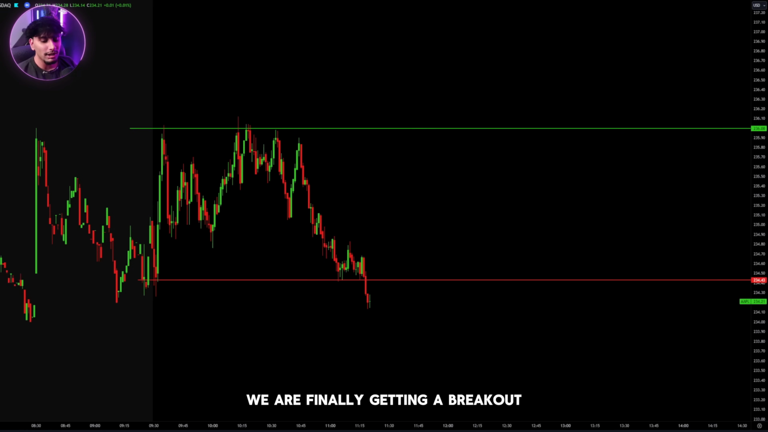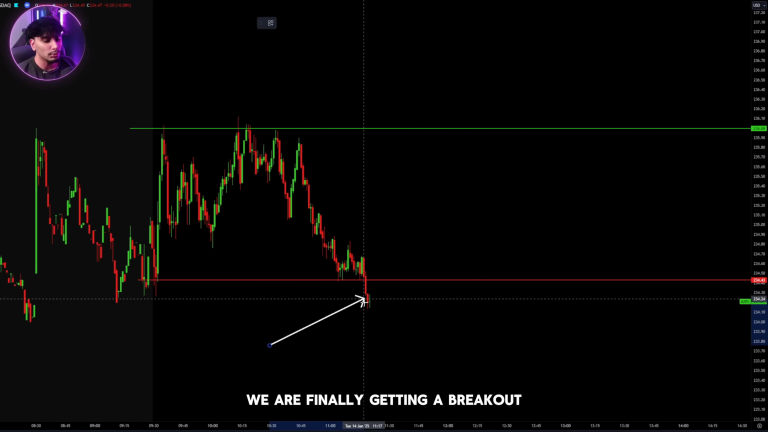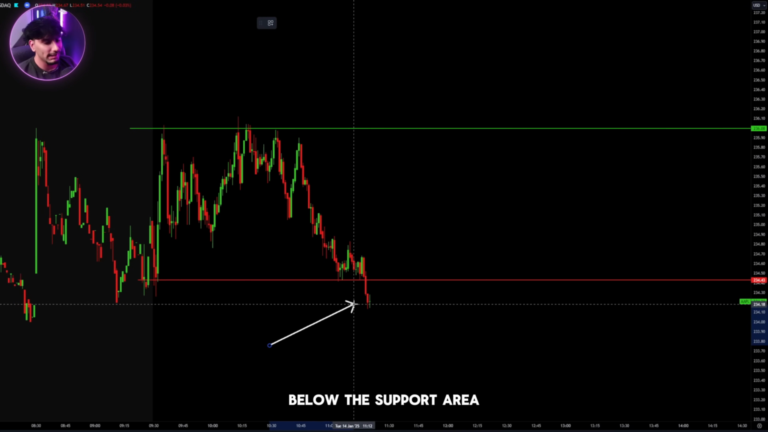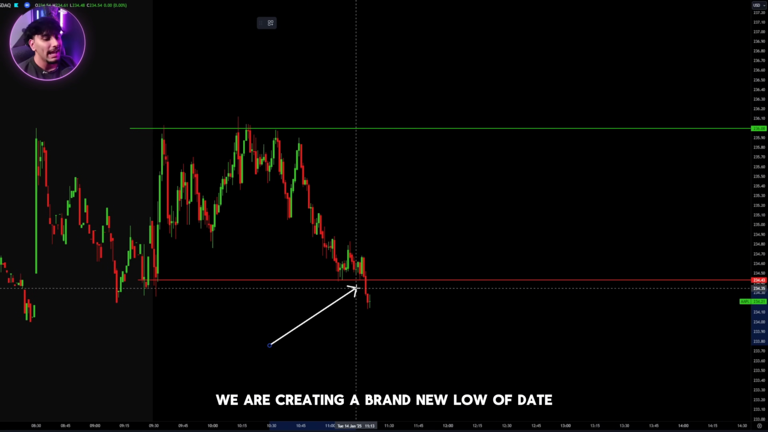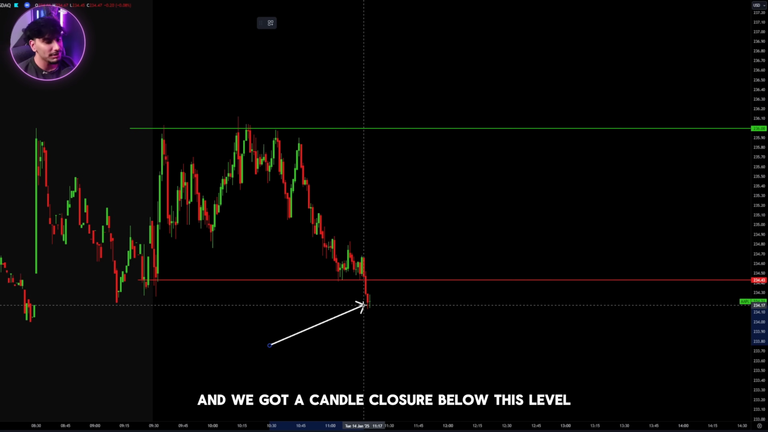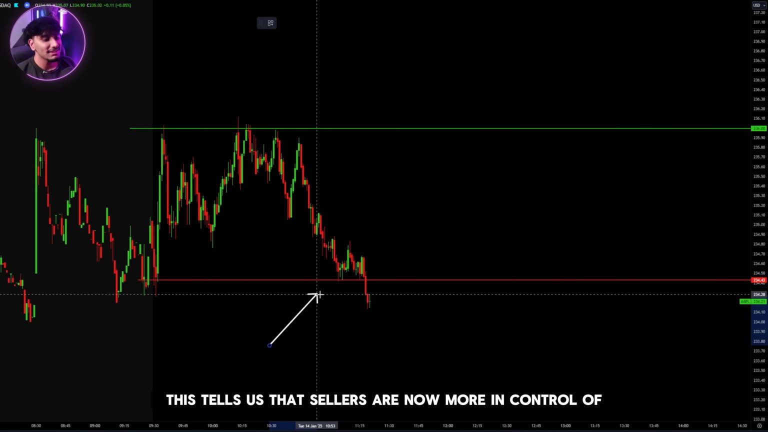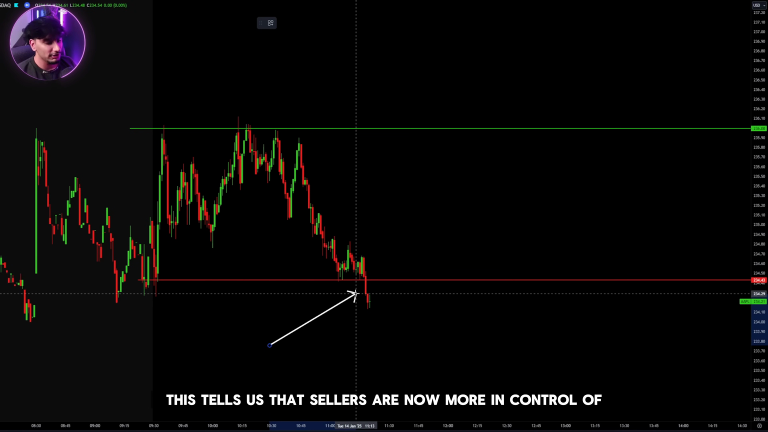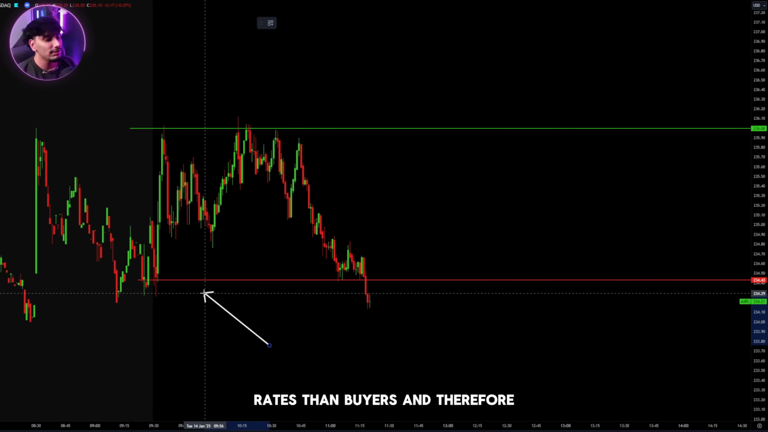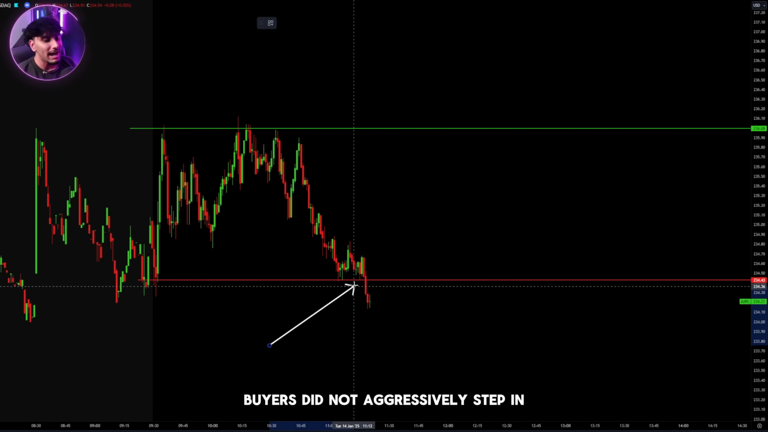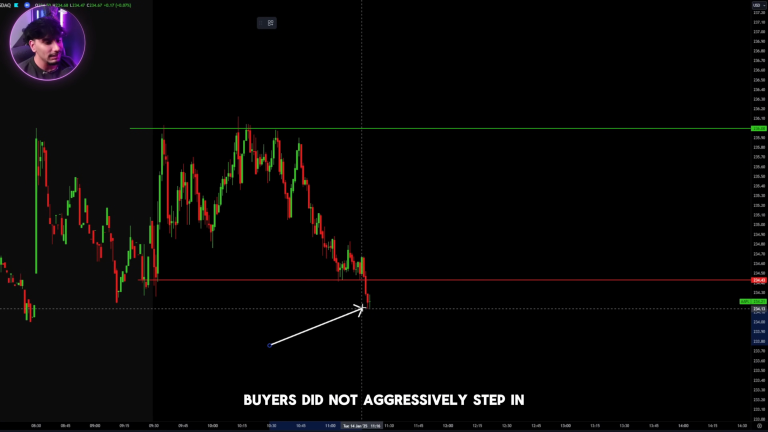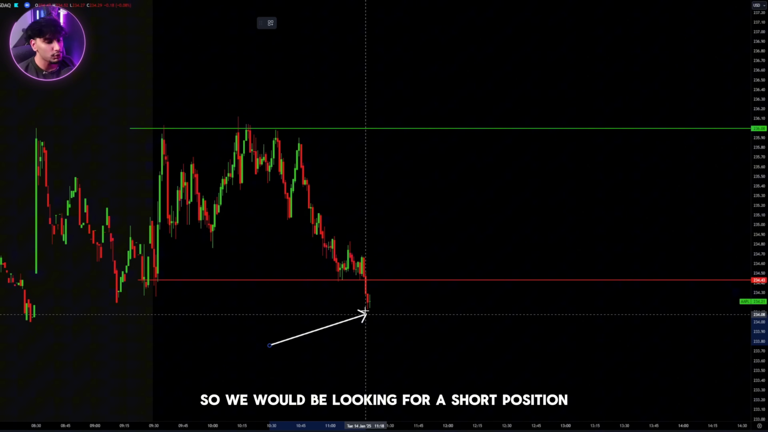Here we can see we are finally getting a breakout below the support area. We are creating a brand new low of day and we got a candle closure below this level. What does this tell us? Well, this tells us that sellers are now more in control of price than buyers, and therefore because we broke this level, buyers did not aggressively step in, so we would be looking for a short position.